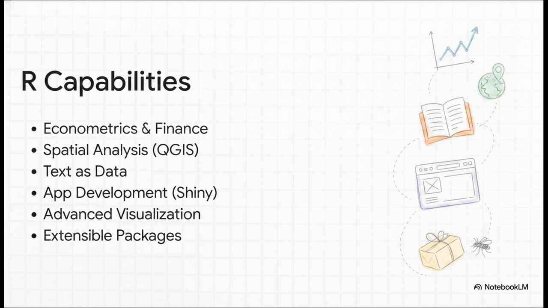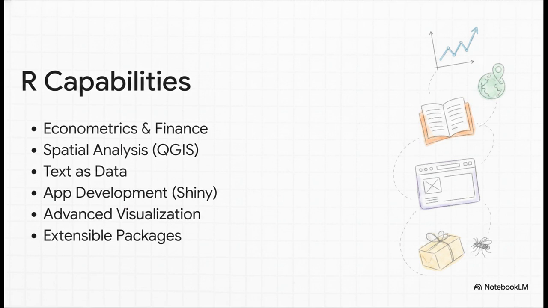We've got econometrics and finance. We have spatial analysis that integrates seamlessly with mapping tools like QGIS. You can analyze raw text as data. You can build fully interactive web applications using a package called Shiny. And you can create absolutely stunning, industry-leading visualizations with ggplot. And it's all incredibly extensible through thousands of community-built packages hosted on a central repository called CRAN.